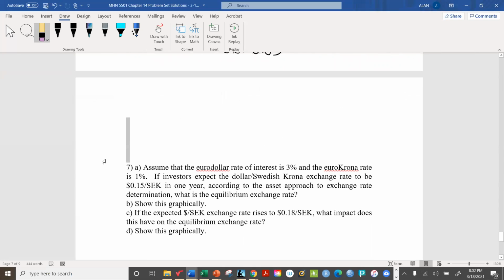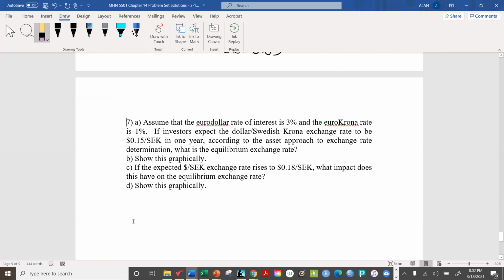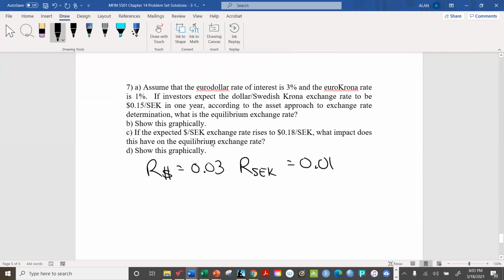All right, there's one more here, which involves euro dollar rate. Euro dollar rate is 3%. The Euro krona rate, now that's the Swedish currency, by the way, I'll write RSEK for Swedish krona, 0.01, and the expected exchange rate is 15 cents US, that is, per Swedish krona.